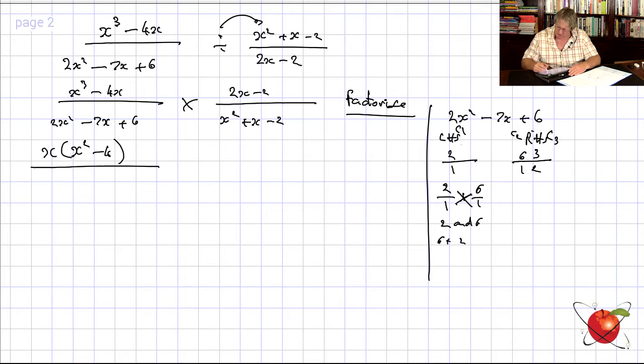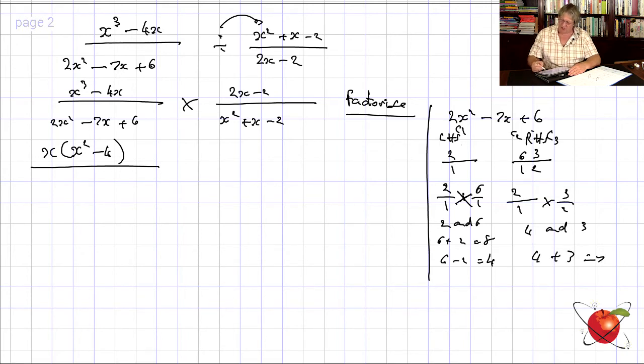6 plus 2 is equal to 8, right? And 6 minus 2 is equal to 4, okay? And nope, I need a 7. So let me just check now. 2 and 1 cross multiplied with 3 and 2, which gives me a 4 and 3. Haha, 4 plus 3 is 7. So I have found 2 and 3 in the first bracket. So it's a 2x, okay, and an x and a 3. And at the bottom, I've got my x and a 2.